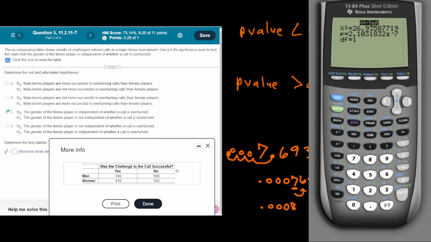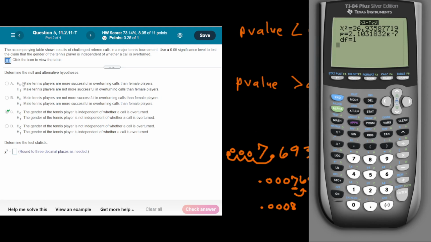It looks like C was the only one it could have been, because they use the word independent. They're specifying that the column is independent of the row, and vice versa. The row is also independent of the column. So H1 has to say that they are not independent of each other. Anyway, let's go ahead and get our hands on the test statistic.